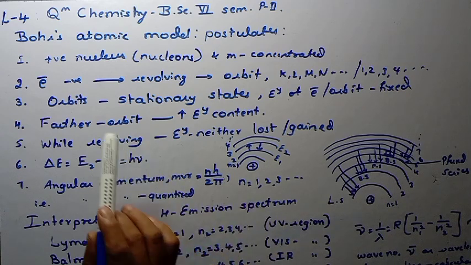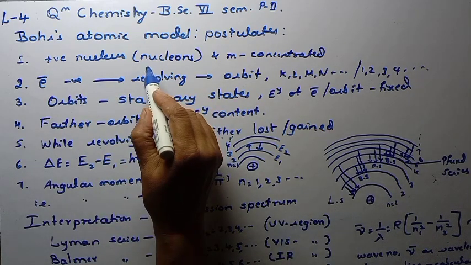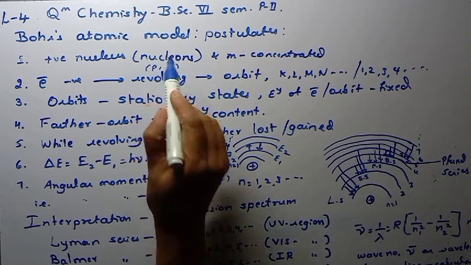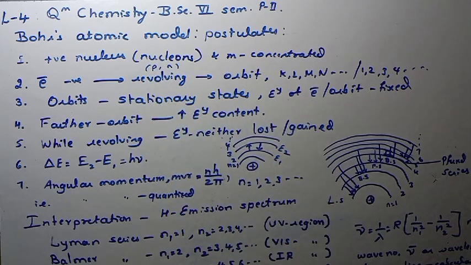At the nucleus, nucleons are present. Nucleons are nothing but protons and neutrons. The protons are positively charged particles and neutrons are neutral particles. The maximum mass of the atom is concentrated at the nucleus.